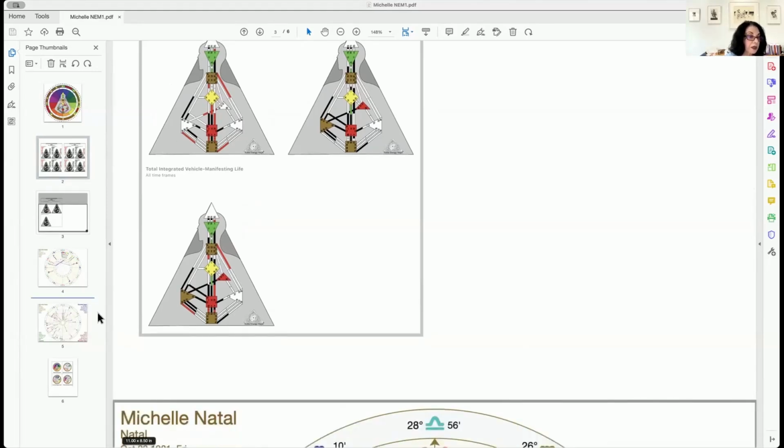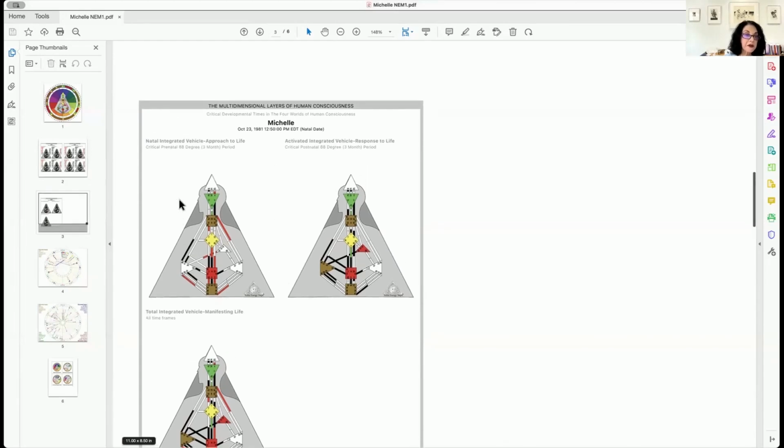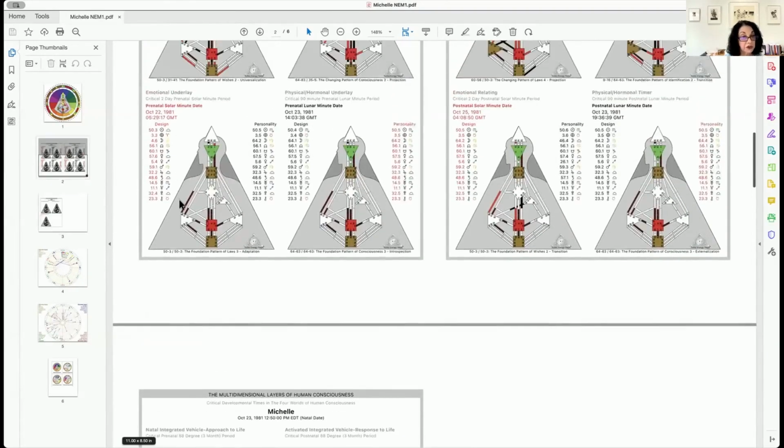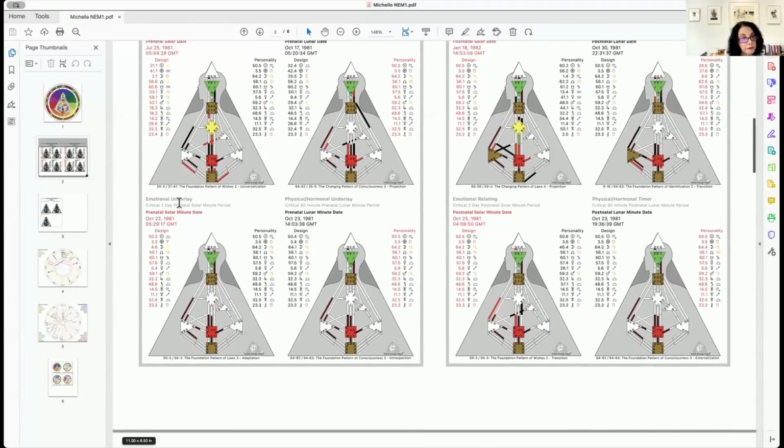Okay. So let's look at where and how things hook up for you, what the planetary body is that's astrologically hooking them up, and what that might mean.